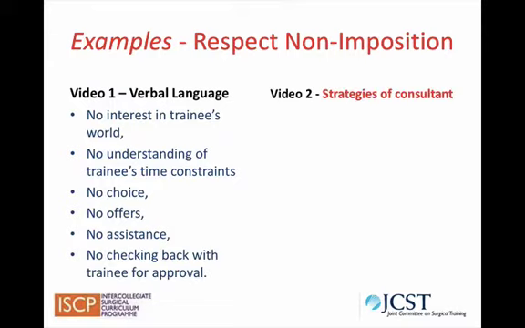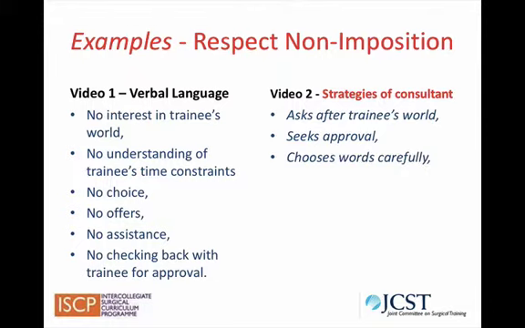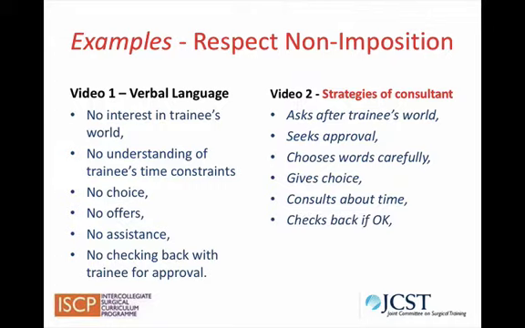By contrast, in video 2, the consultant asks after the trainee's world because he's genuinely interested. He seeks the trainee's approval. He also chooses his words carefully and gives the trainee a choice of dates for the next meeting. As well, the consultant consults and checks back with the trainee if that time's okay. He gives the trainee a chance to explain his side of events and even, if he wants, a private surgical lesson.